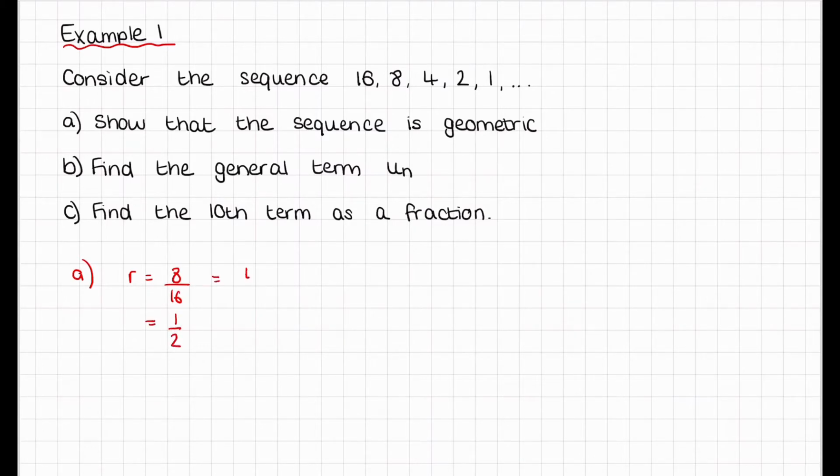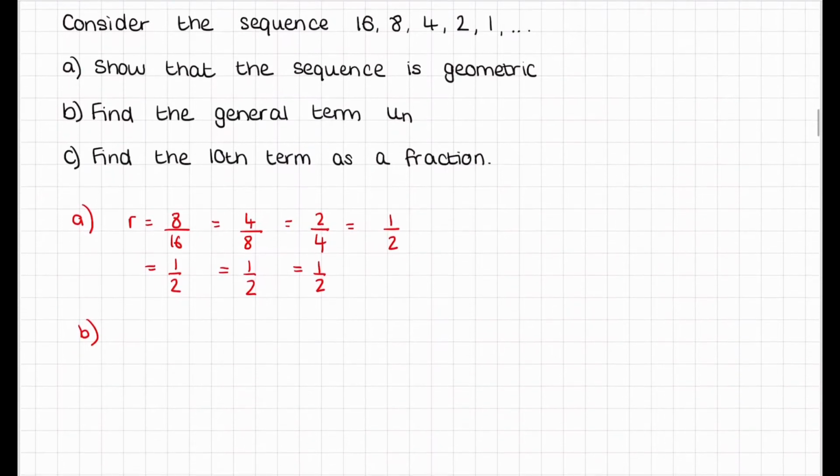Then do u3 divided by u2, so 4 divided by 8, which also equals a half. You can show with u4 divided by u3, so 2 divided by 4, and just showing that they all equal the same thing. So that shows it's a geometric sequence. B, find the general term. So we're just going to write it into a formula.